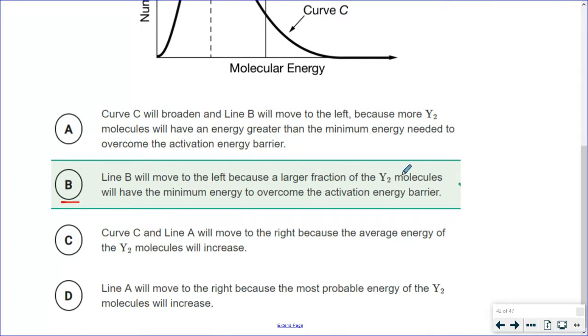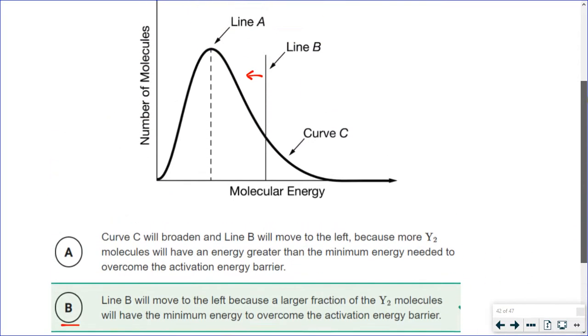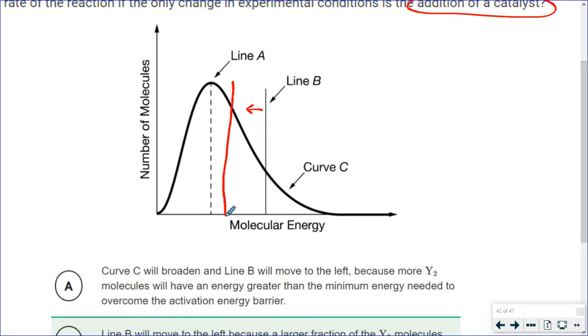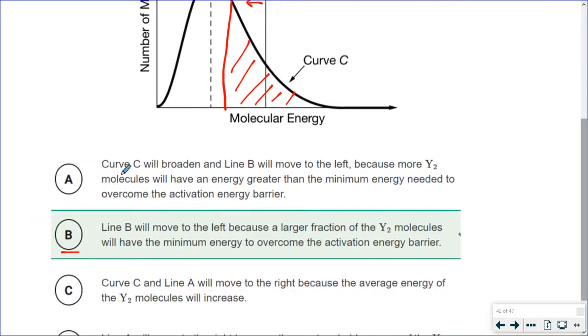Line B will move to the left because a larger fraction of molecules will have the minimum energy to overcome the activation energy barrier. So if we get a new activation energy here, now all these molecules on our curve to the right side of it can react. There's another response in here that I just want to mention. Curve C will broaden and line B will be moved to left. The curve C will broaden.